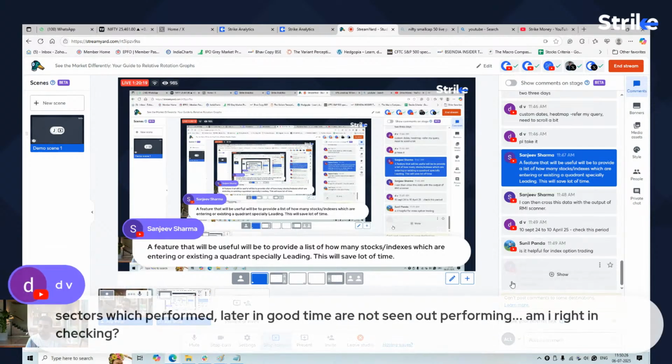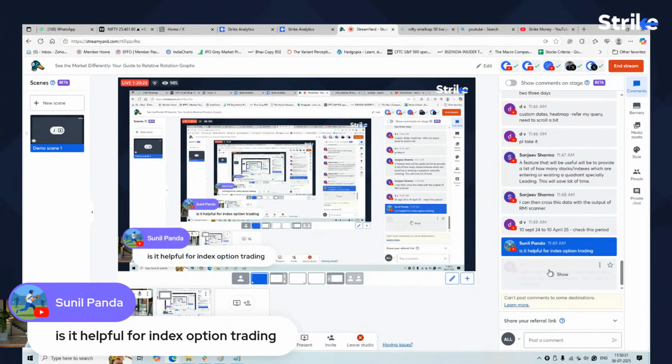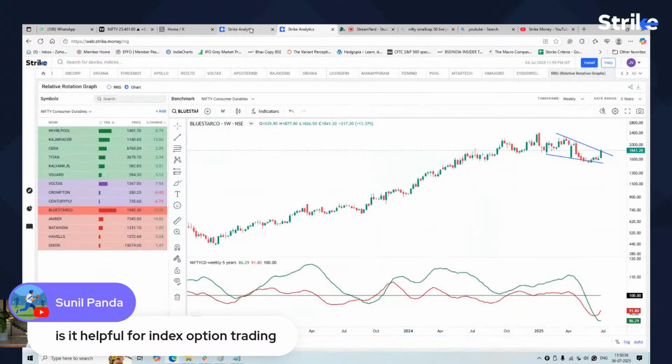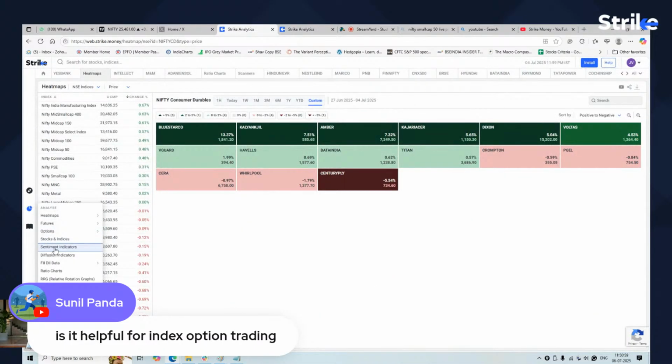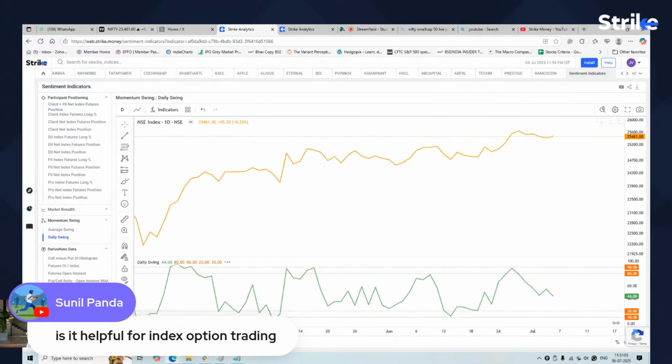Okay. Sectors which performed. Sunil Panda, is this helpful for index option trading? The answer would be no, because your benchmark is only Nifty 50. So at the max, you can compare Bank Nifty with Nifty 50. But as I mentioned, these are all relative performance. So maybe it might be useful for pair trade, but I don't think RRG would be helpful for index option. For index option, the thing that would be very helpful is the daily swing indicator, which helps you find the short-term tops and bottoms.